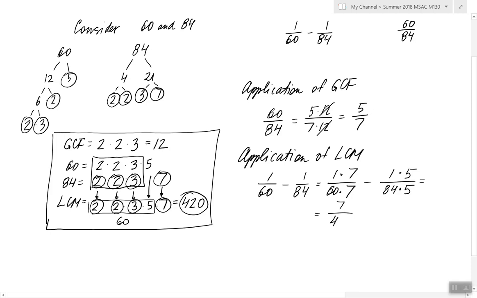So our two fractions now become 7 over 420 minus 5 over 420 (with numerators scaled accordingly). So now denominators are the same. So we have the result, it's 2 over 420. And at the end, we just want to make sure that the fraction is written in reduced form. So we divide it by 2. So this is how we subtract one fraction from another using the common denominator obtained from LCM.